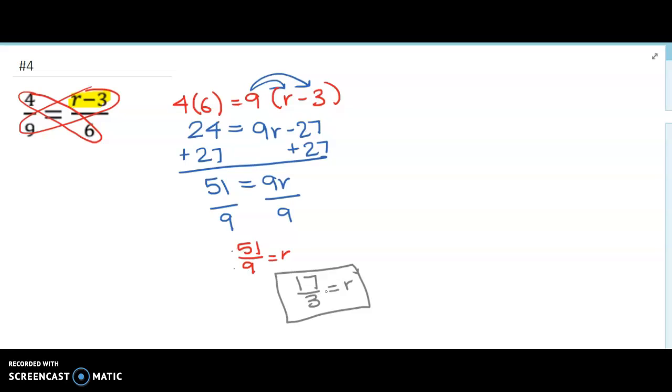I think as a decimal, that's 5.666, repeating forever and ever. So that would be okay, I guess. I would much rather have this because this is exact form. Don't be scared to use fractions.